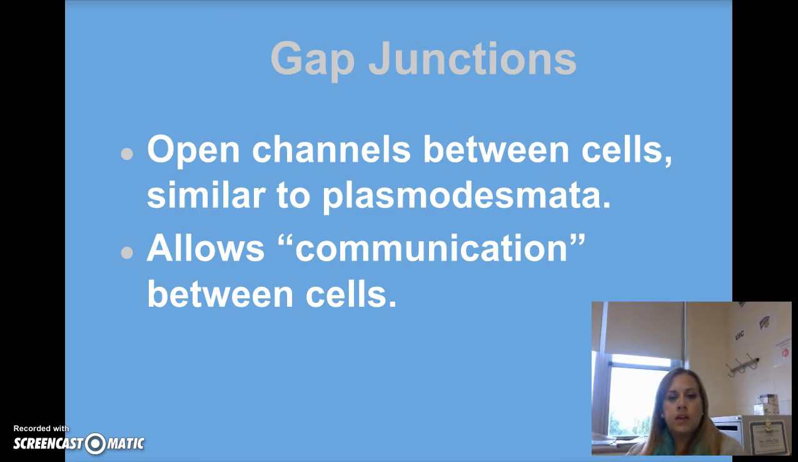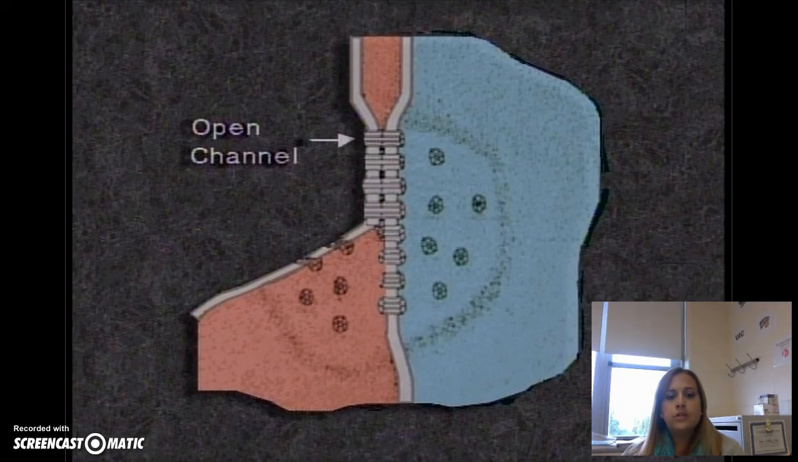Next, we've got gap junctions, and these are open channels between cells. This is very similar to the plasmodesmata that we saw in plant cells, and again, it's going to allow for communication between cells. The reason it allows for communication so well is because it's actually open channels between cells, so that materials can move back and forth.